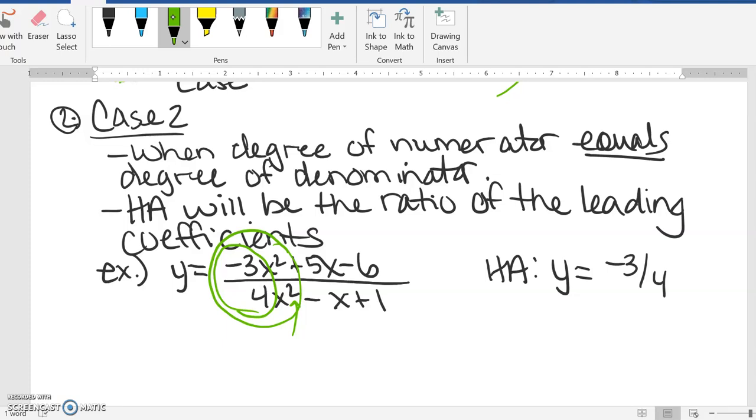So anytime I have equal degrees in the numerator and the denominator, I will always have a horizontal asymptote at the ratio of the coefficients of those powers. So in this case, my horizontal asymptote is y equals negative 3/4. Make sure that you're putting y equals and not HA equals. They are lines that become part of the graph. So make sure you're putting y equals for horizontal and x equals for vertical.